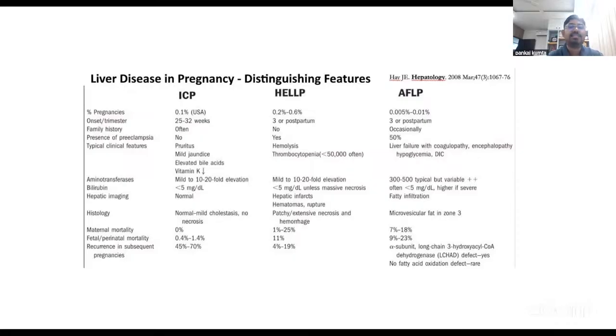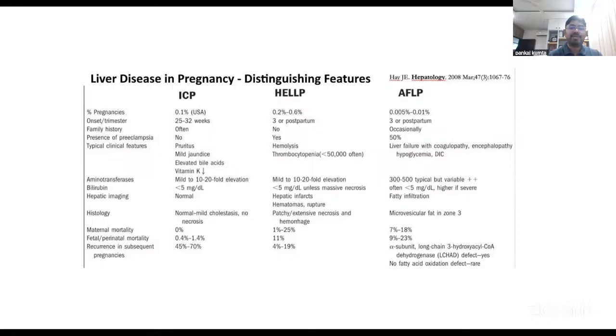Typical clinical features in ICP are pruritus, mild jaundice, elevated bile acids, and decreased vitamin K. In HELLP syndrome, you have already covered hemolysis and thrombocytopenia, a classic presentation as in the previous question. And AFLP we covered in terms of liver failure with coagulopathy, encephalopathy, hypoglycemia, and DIC. Aminotransferases are elevated in all, more so in AFLP. Bilirubin tends to be less than 5, all having similar. Hepatic imaging in ICP tends to be normal, and shows normal to mild cholestasis on histology.